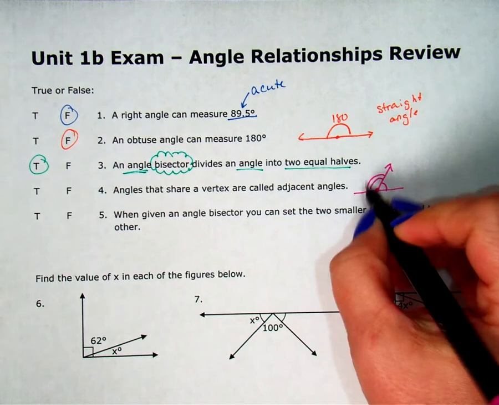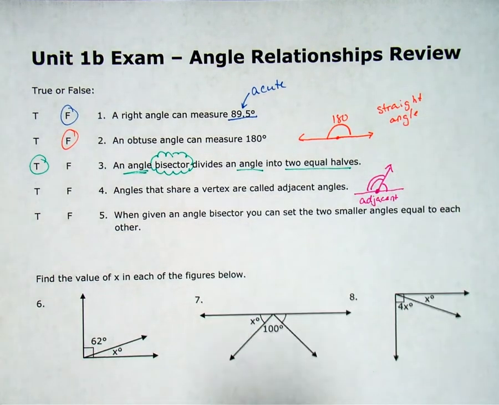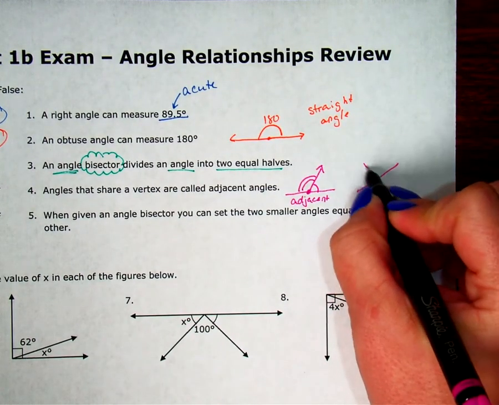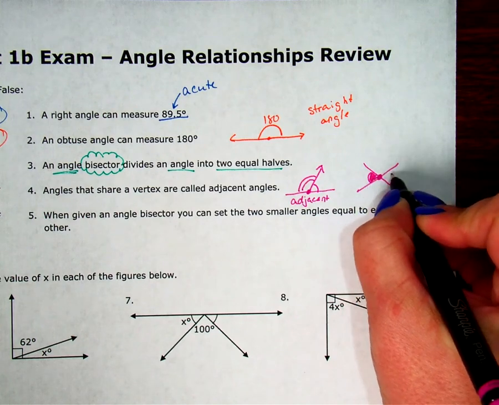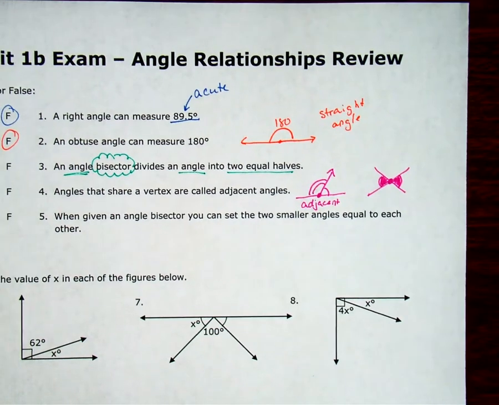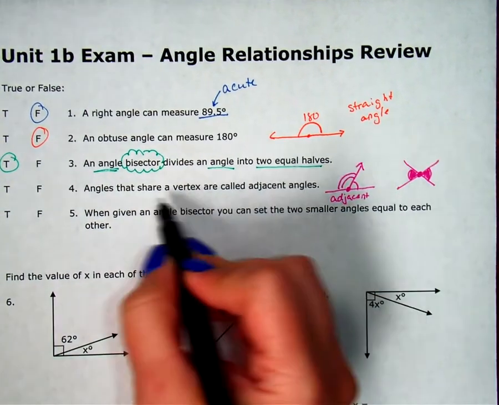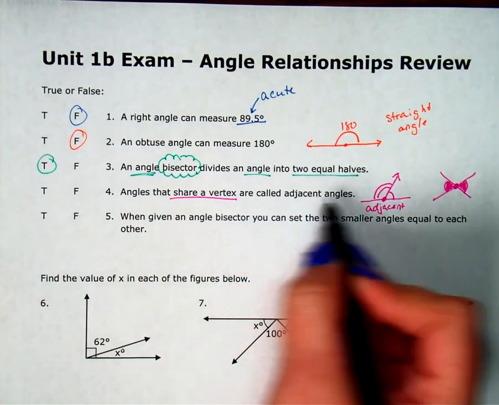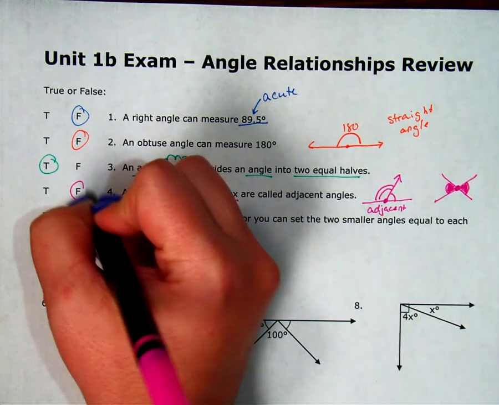So while these are adjacent, and actually they're a linear pair, right? You could also have angles that share this vertex but are not adjacent. So for example, these, which we call a vertical pair, right? A vertical pair of angles would not be adjacent. So just because they share a vertex, that's not enough to call them adjacent angles. They could be adjacent, but they don't have to be, so this is a false statement.